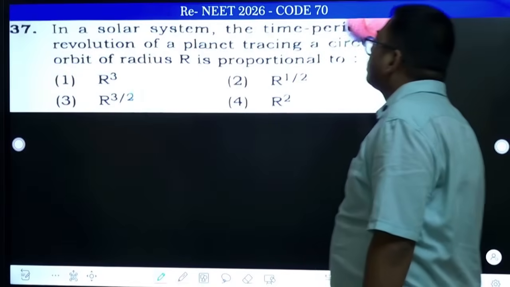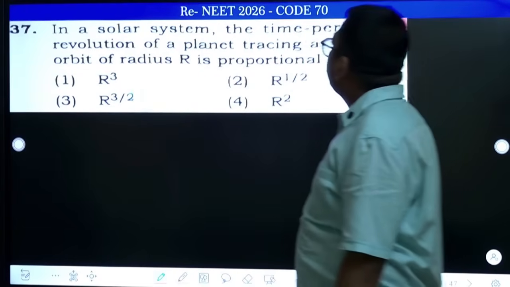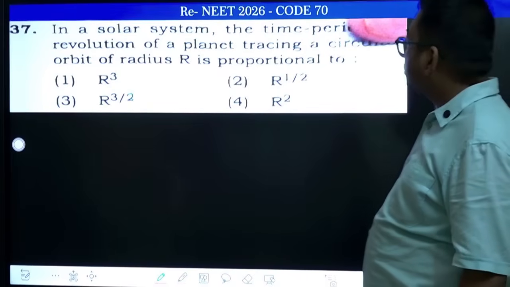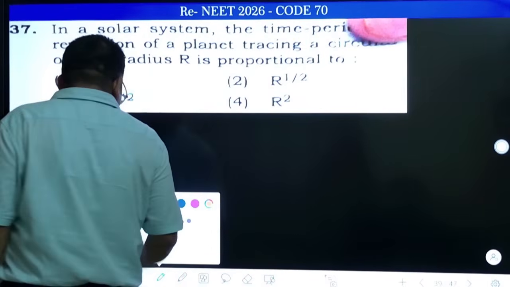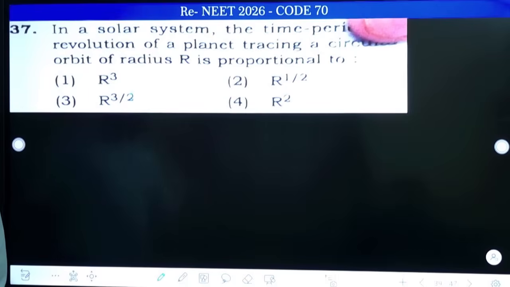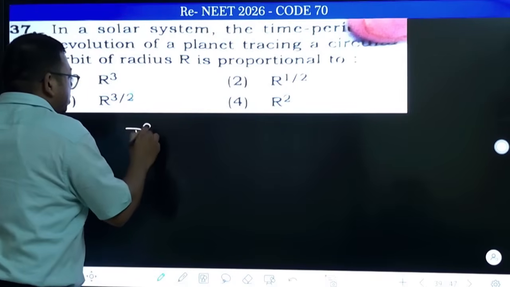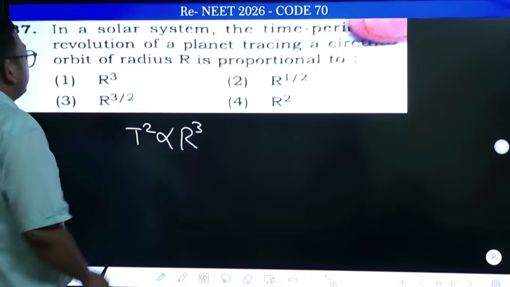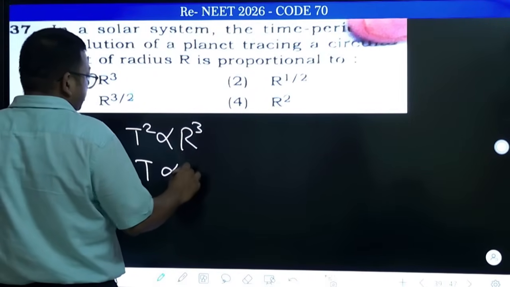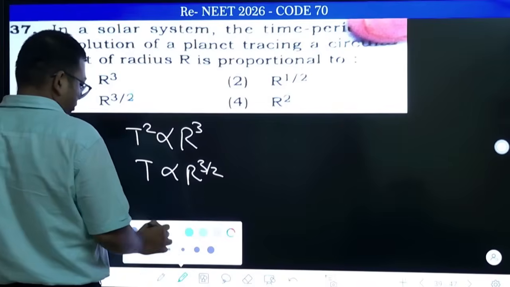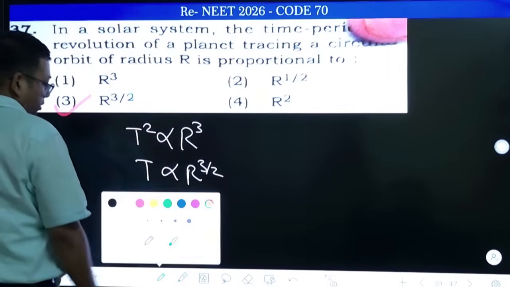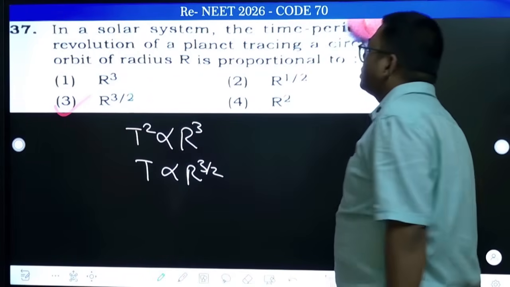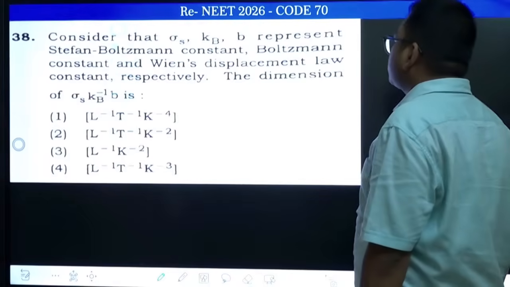Let's move next. In a solar system, the time period of revolution of a planet tracing a circular orbit of radius r is proportional to what? In the solar system, it is going in a circular orbit, assume circular. So if you take circular, then you know time period squared is proportional to r cubed. This is a direct formula, right? So time period is proportional to r power 3 by 2. Yes, time period only they are asking, time period of revolution of a planet tracing a circular orbit. Okay.